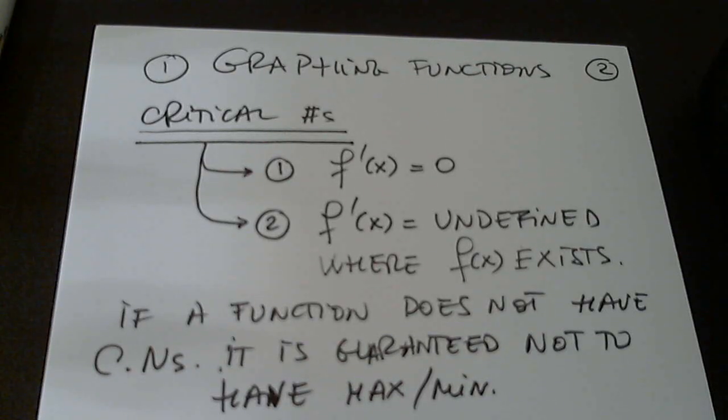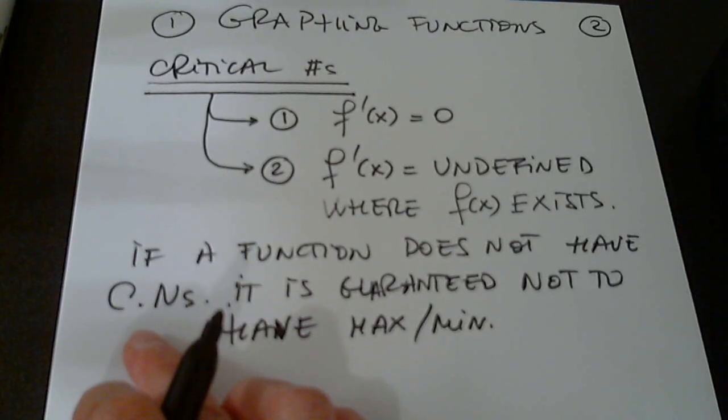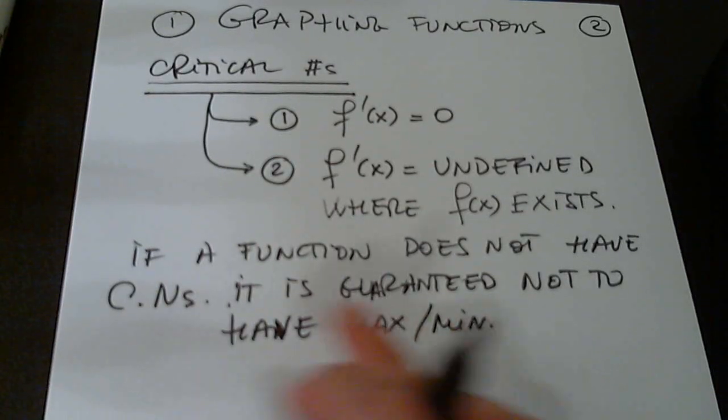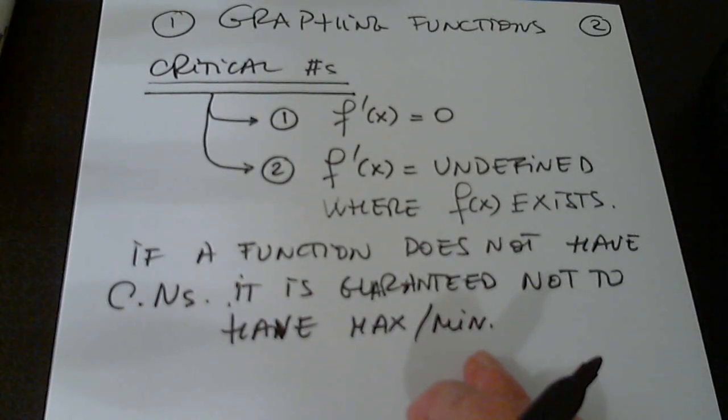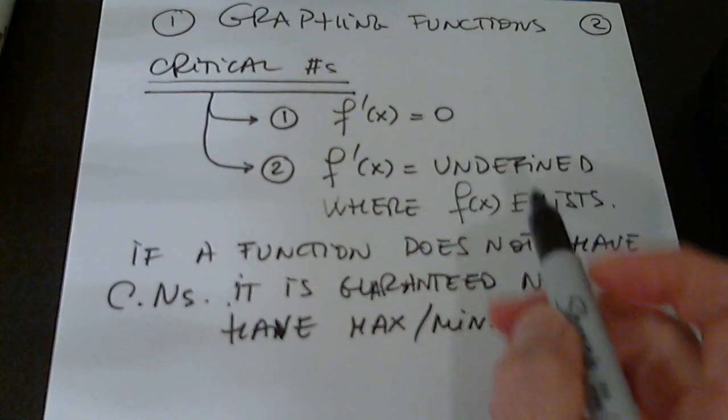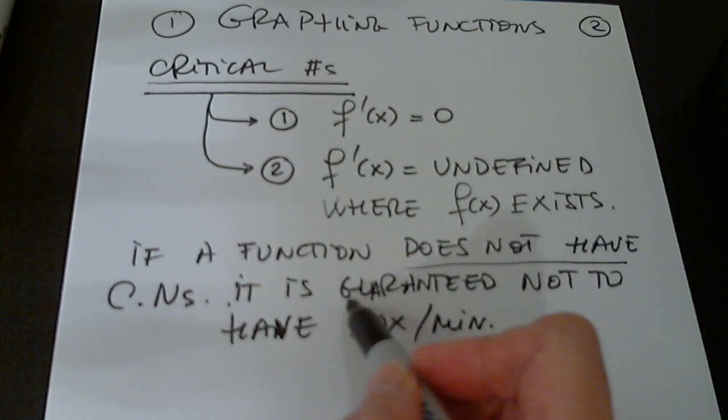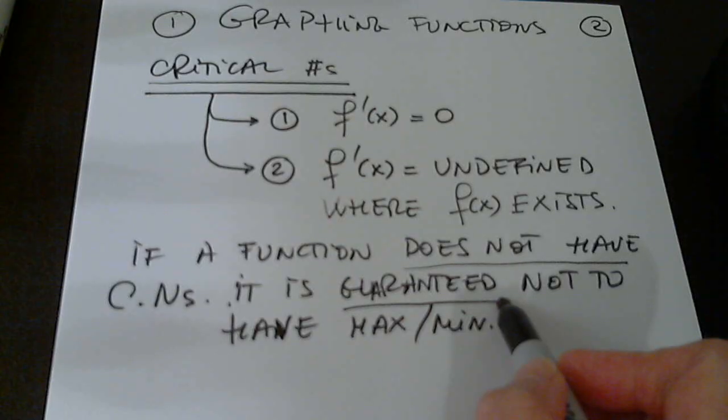Guaranteed not to have max min. Now, if it has critical numbers, is it guaranteed that it has max min? No. But if it does not have critical numbers, it's guaranteed not to have max min.